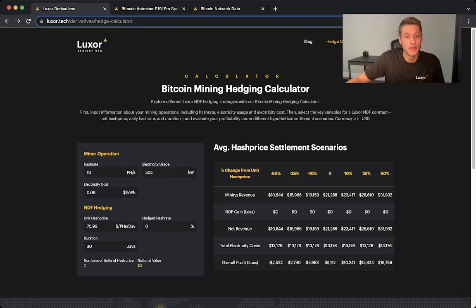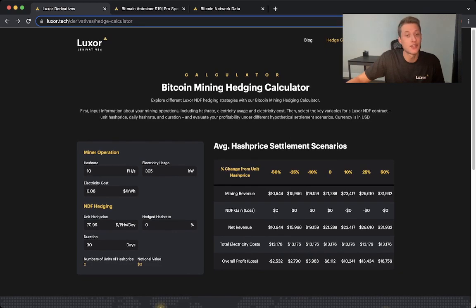Now, we've put 0 for our hedged hash rate, so this second line is completely blank. We'll return to that in a second. Net revenue, obviously, is the same as the top line where there's no NDF. And your electricity costs for these machines are about $13,000.